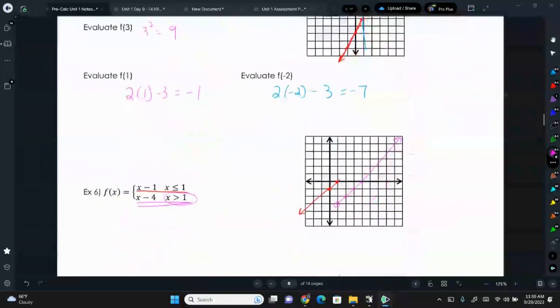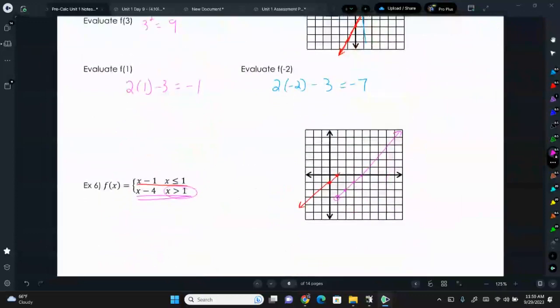And then these piecewise functions, you're graphing both functions and then erasing what isn't needed.